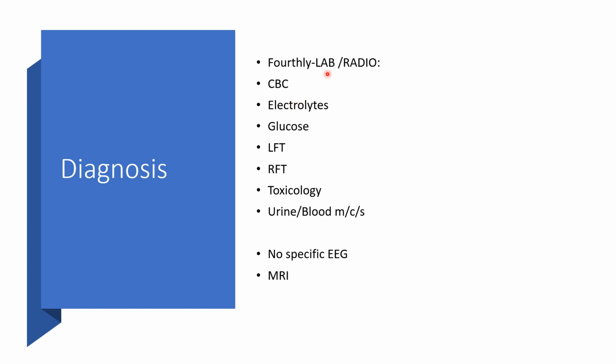So fourthly, you can head to the lab and also radiological investigation, so you have complete blood count, electrolytes, glucose, liver function test, renal function test, toxicological screening, urine, blood, microscopy, culture and sensitivity, and EEG. If you do EEG, that is electroencephalogram, not ECG, electrocardiogram, no. This one, brain waves. We want to see what is causing the seizures. You will not get anything specific here. Then you can have magnetic resonance imaging done. But remember I said earlier, you can do your CT scan before you do your lumbar puncture, okay?